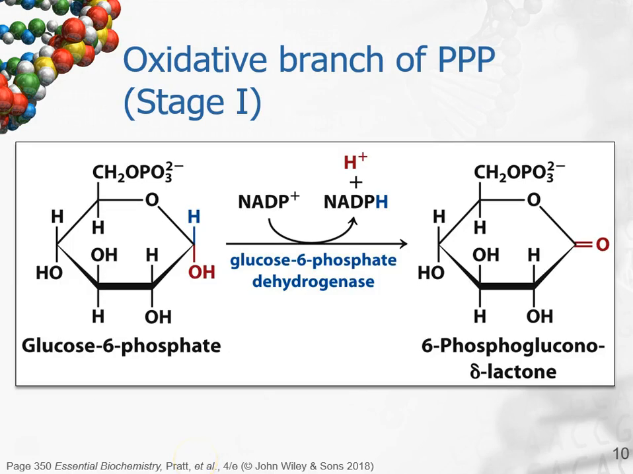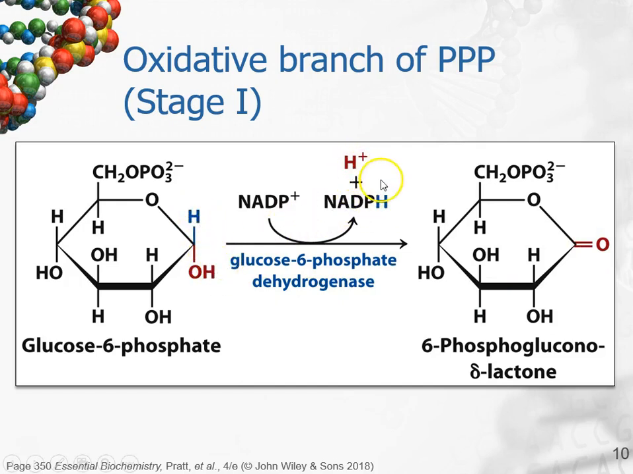So here's the first reaction. We can see that the reactant is glucose 6-phosphate, and if we look at this carbon number 1 here, we can see that when we form the product, the 6-phosphogluconolactone, it is oxidized. So that means that protons and electrons are lost. You can see the protons shown in blue and red right here.